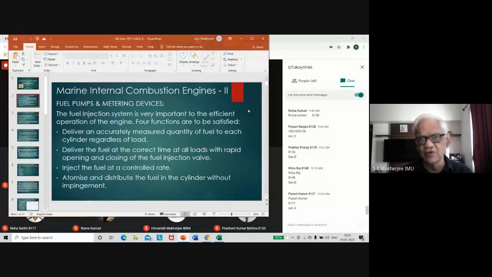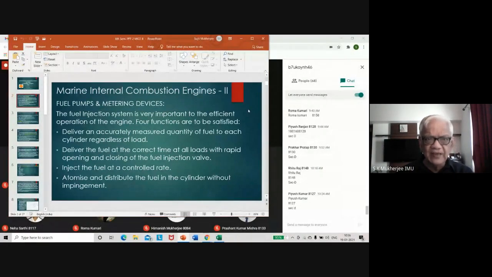Four functions are to be satisfied. We are starting out with the most important part of the engine, the fuel delivery injection arrangement. You already have some idea of what a fuel injector is like. Now we will go into what the fuel pumps are like. They are a little more in detail, and nevertheless, once you get the understanding, everything becomes very comfortable. So the fuel injection system being a very important part of the engine, four functions are to be satisfied. These four functions should be well known to you before any examination.